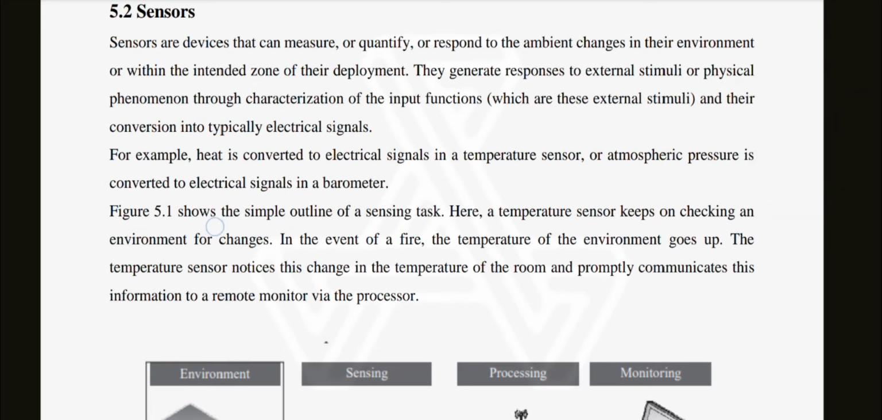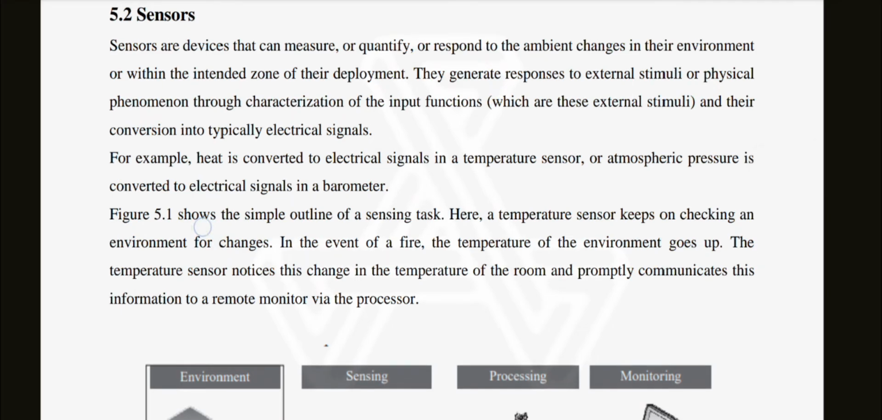Sensors are the devices that can measure or quantify or respond to the ambient changes in their environment or within the intended zone of their deployment. They generate responses to external stimuli or physical phenomena through characterization of the input functions, which are these external stimuli, and their conversion into typical electrical signals. For example, heat is converted into electrical signals in a temperature sensor, or atmospheric pressure is converted into an electrical signal in a barometer. Figure 5.1 shows the simple outline of the sensing task.